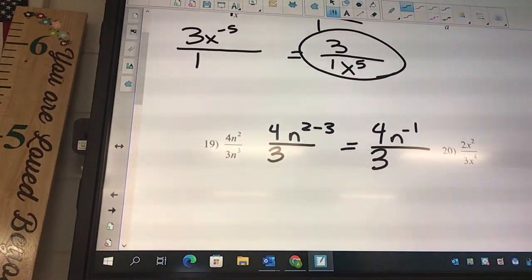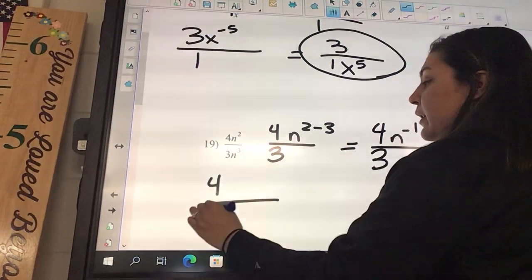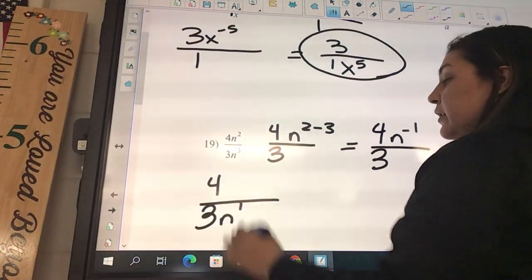Do we need to convert? Yeah. Okay, so same thing. The 4 and the 3 stay where they're at, and the n to the 1 is going to go on the bottom.